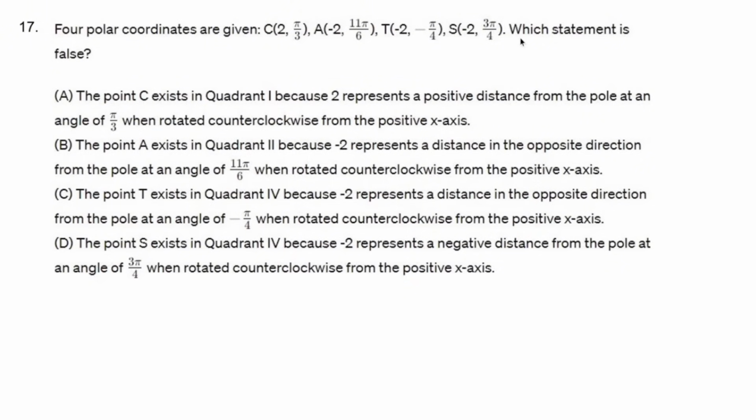Four polar coordinates are given by C, A, T, and S. It's an interesting choice of letters. Who made that problem? Which statement is false? All right, so four coordinates, some positive, some negative. Let's understand what that means.